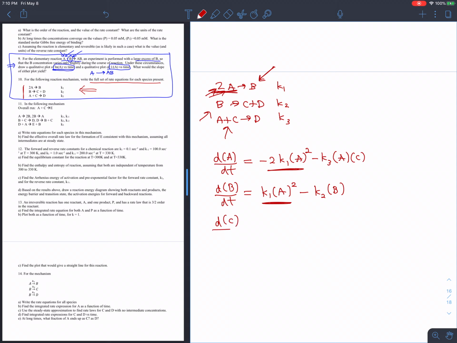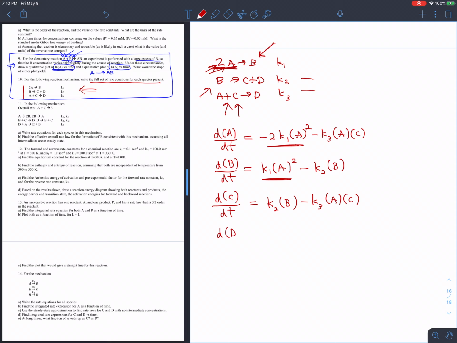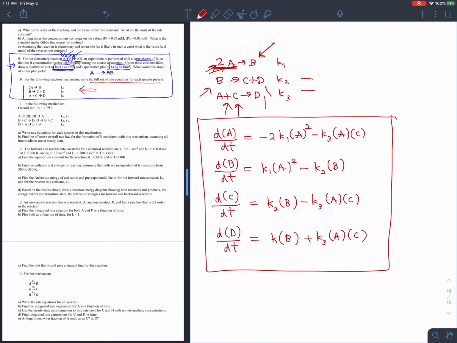dC/dt is then equal to, C appears in just these last two, it's created, so plus k2 times B, and then it's destroyed in the next one, minus k3 times A times C. And finally, dD/dt is equal to, appears just in these last two again, it's going to be k2 created times B plus k3 times A times C. And that is that for that problem. This was just an exercise in writing rate equations for mechanisms.